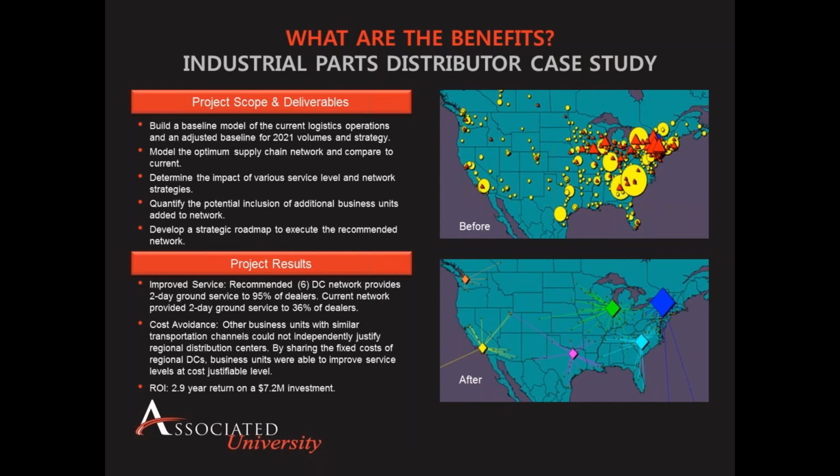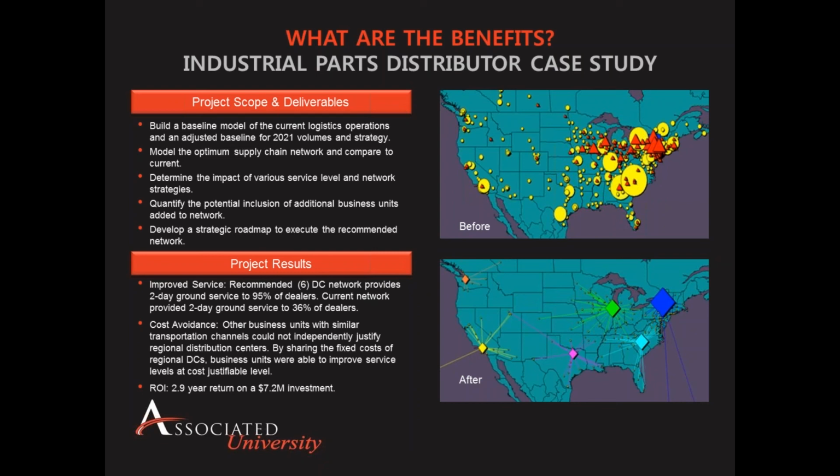So again, followed the process and methodology, validated our baseline model with the client, and the recommended solution that we landed on was about a 6 DC network. That allowed them to get not only 85%, but really allowed them to get to 95% of their dealer or customer locations within 2-day ground. Again, significant improvement over where they were today.